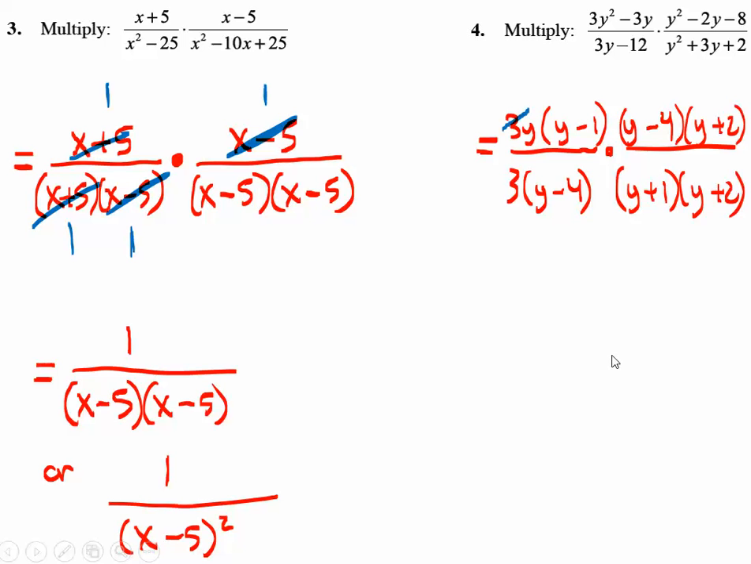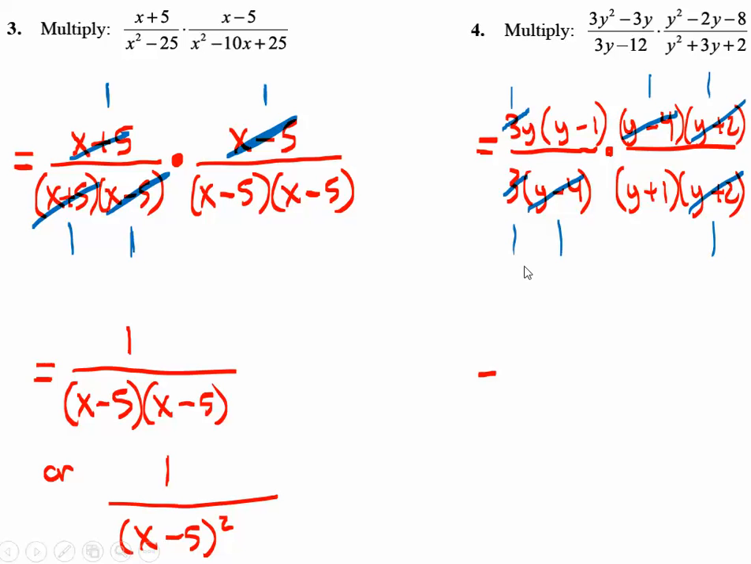Let's see, I guess the 3's will go away first. 3's are gone. Y minus 4 and a y minus 4, those are the same. Y plus 2 all the way at the end. Those go away. So then on top, don't forget this little y over here.